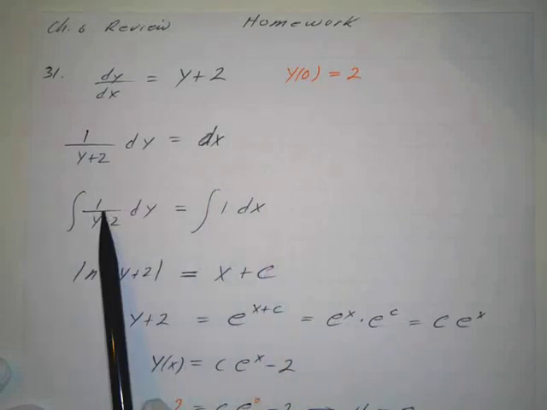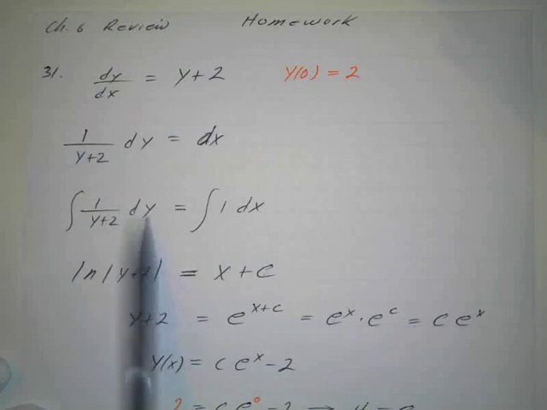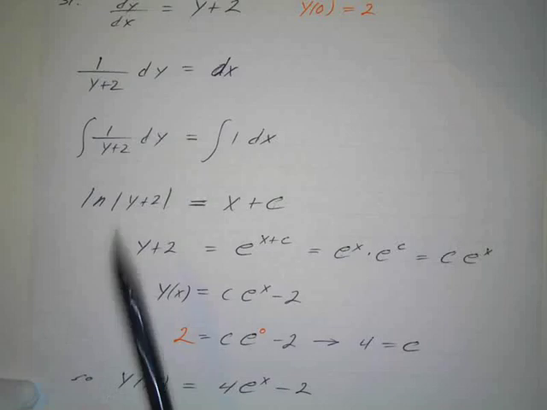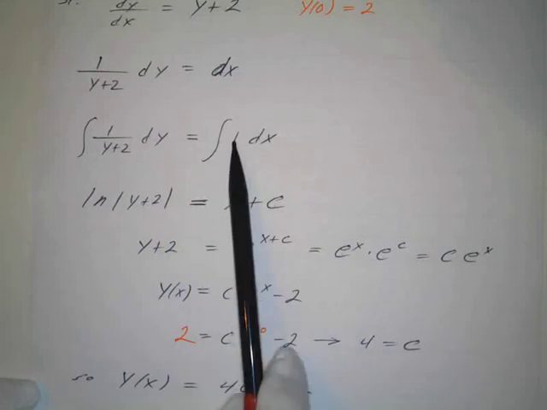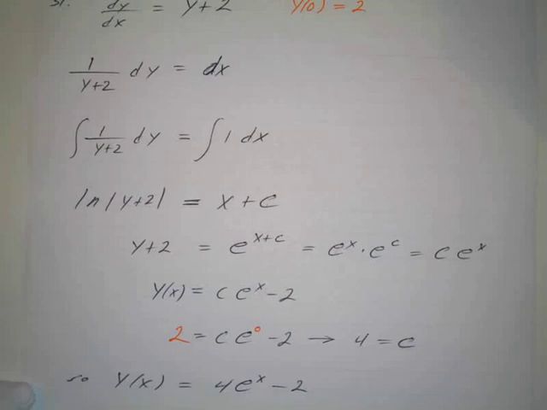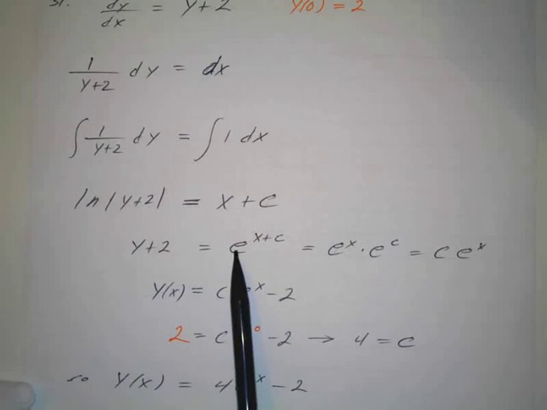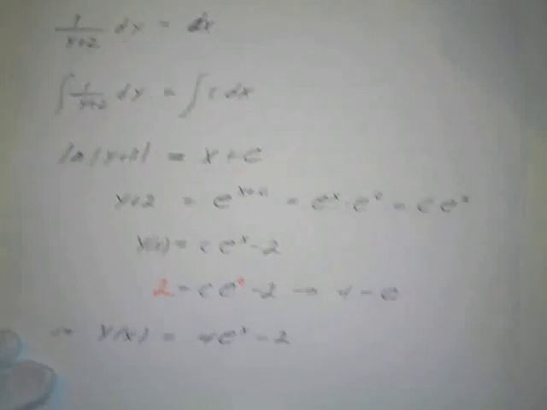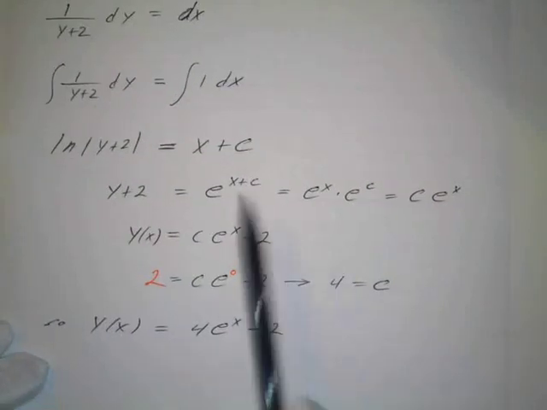We know that this is going to be the 1 over u du. The derivative of that is just 1, so we're in good shape. So we're just going to use the natural log of the absolute value of y plus 2. And the antiderivative of 1 is x plus c. Then we change this to an exponential equation. My base is e, my exponent is x plus c, and my answer is y plus 2. And this is an exponential, it's always positive, so I don't need the absolute value sign anymore.